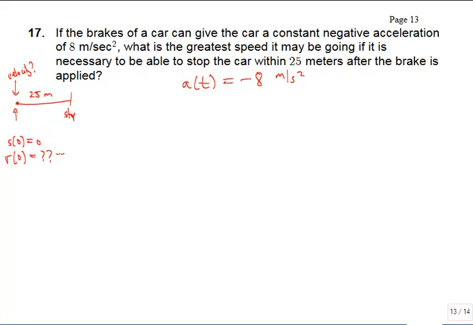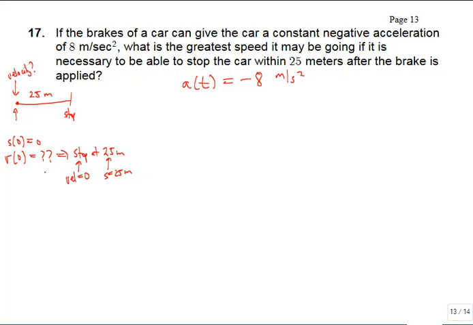But what we want to know is what will that speed be when the car stops at 25 meters. So we want to stop at 25 meters. Now what do you know if you're stopped? You know that your velocity is going to be 0. So we need the velocity to be 0 after I have traveled a position or a distance of 25 meters.